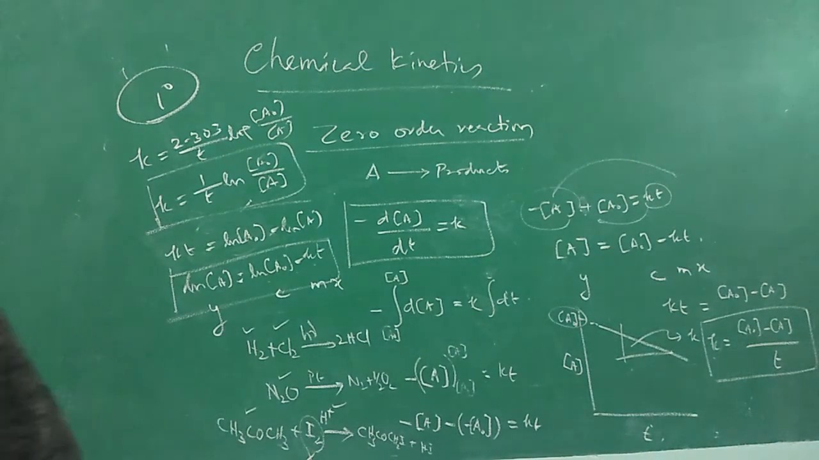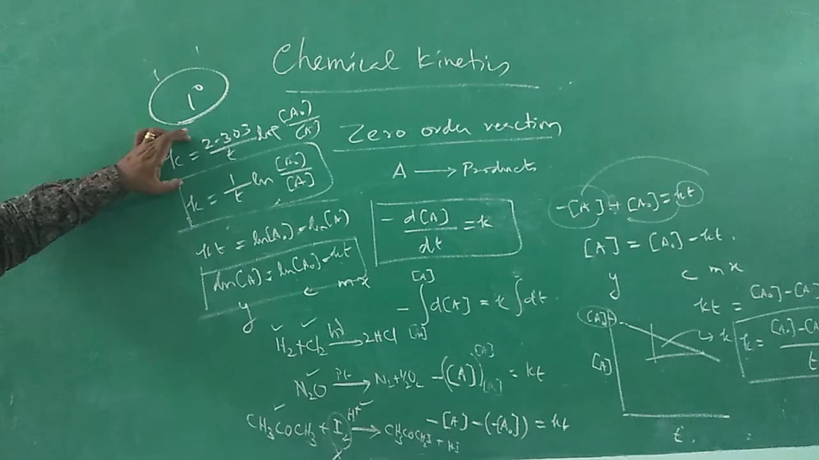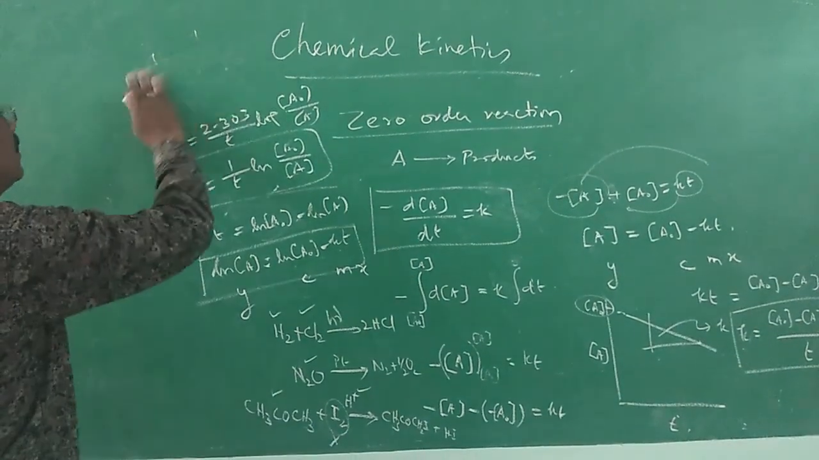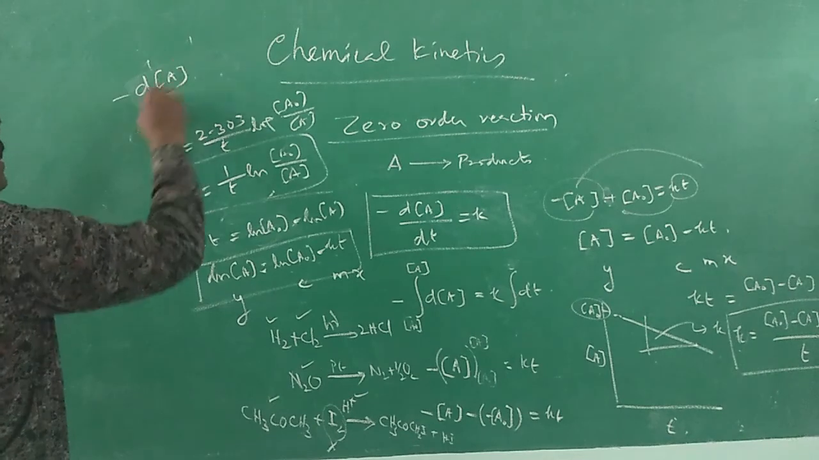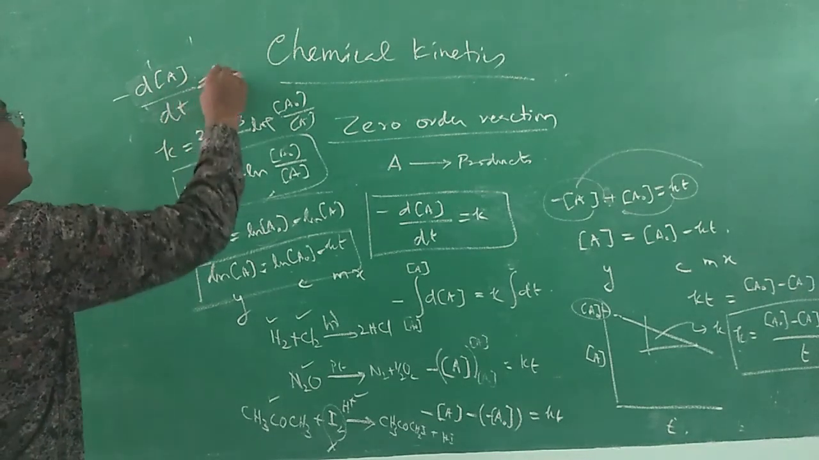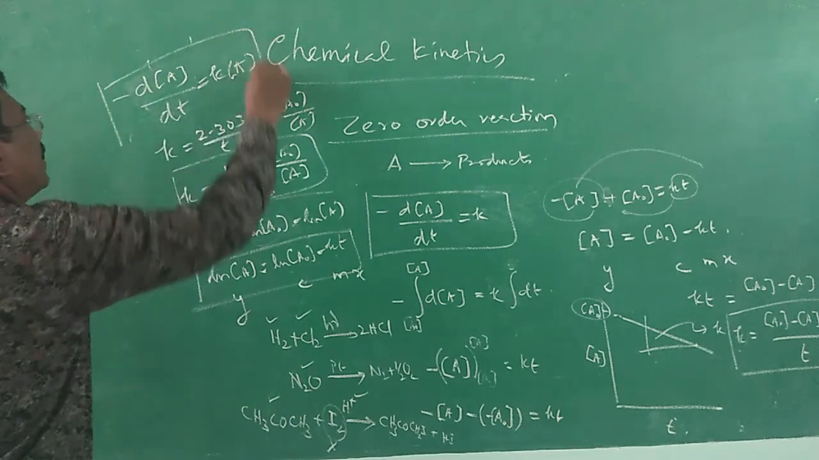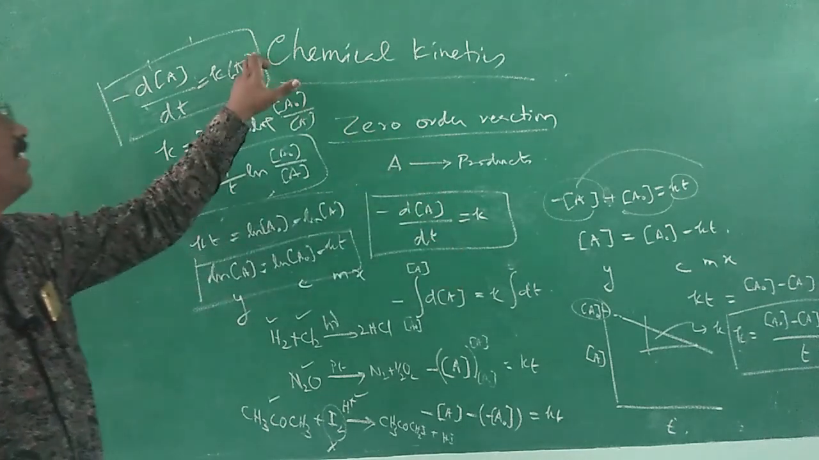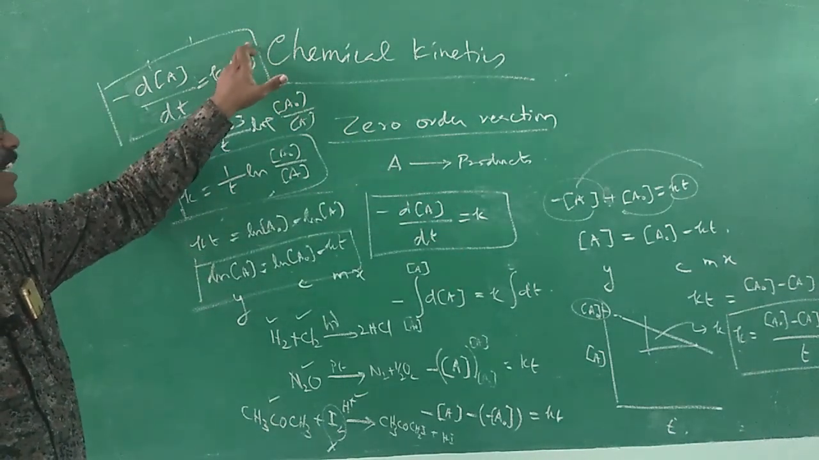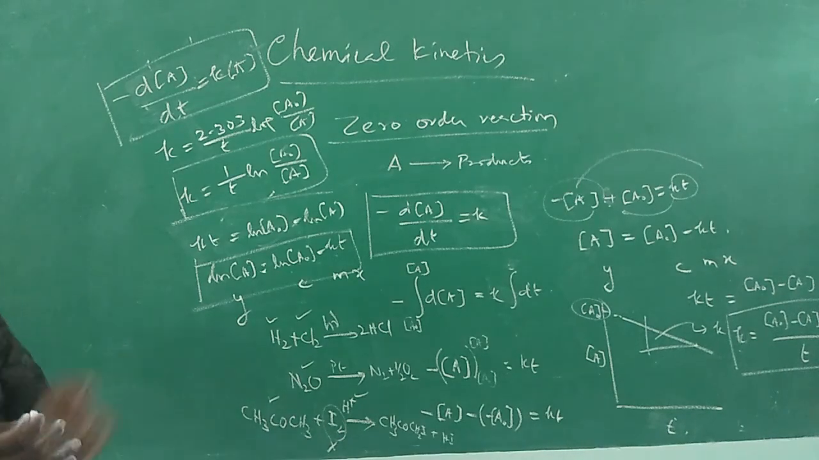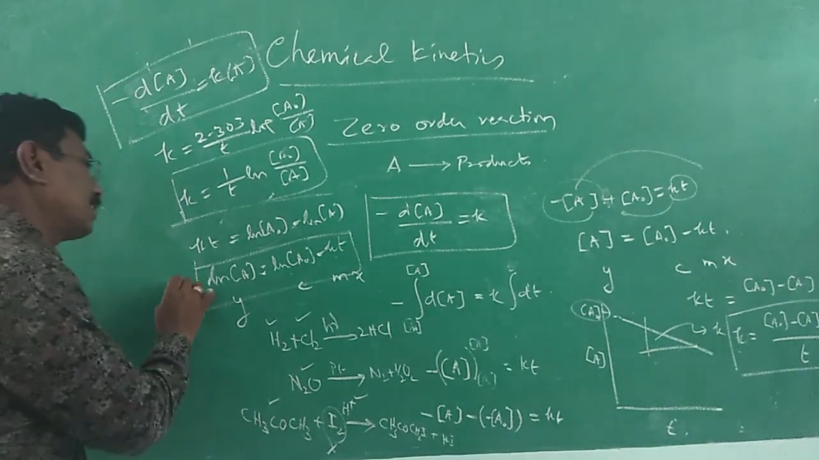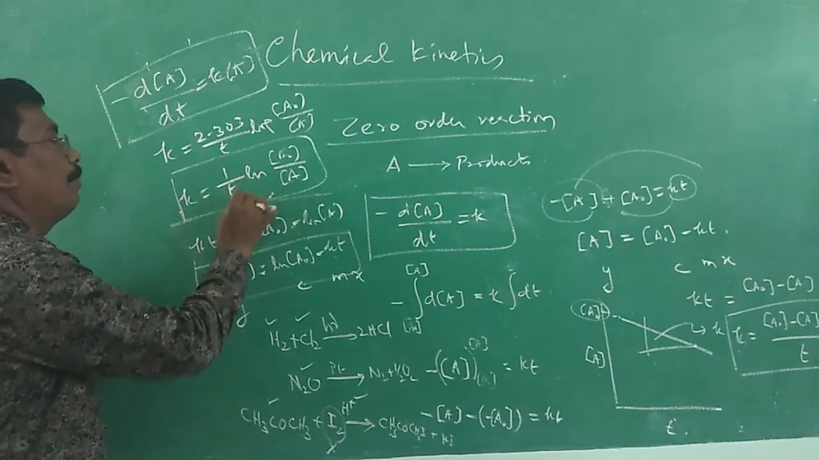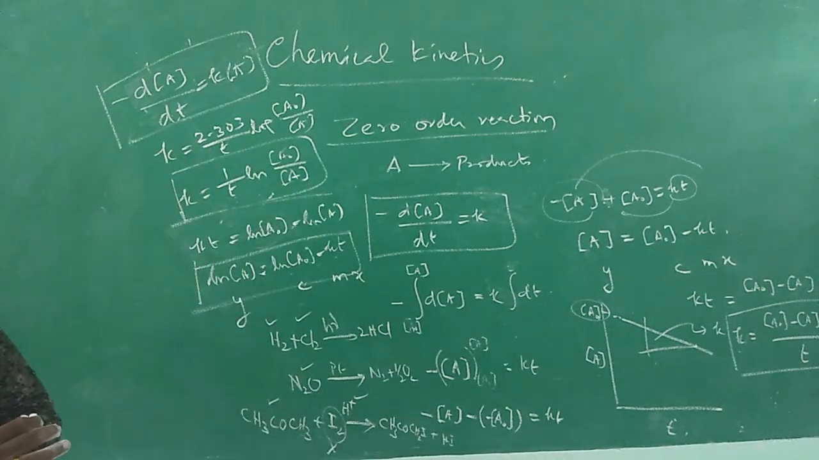Now let me go into the general expression for rate of a reaction. The rate expression for first order reaction: minus d[A]/dt is equal to k[A]. This is the expression for rate of a first order reaction. If it is zero order reaction, minus d[A]/dt is equal to k. If it is second order, square. If it is third order, cube, like this. And upon solving, you get this expression: k is equal to 1/t ln([A]0/[A]), like this we have derived.